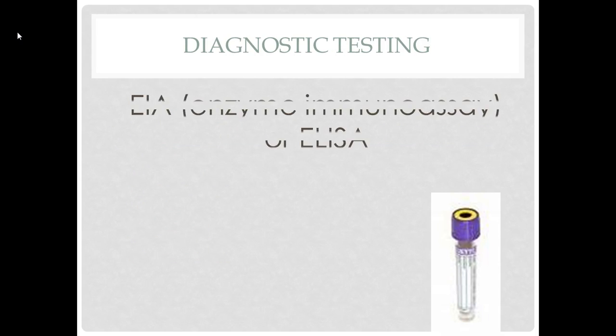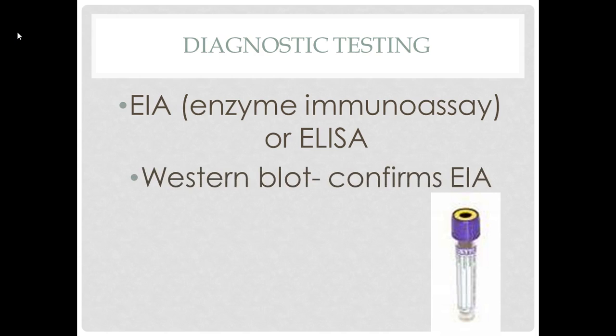So, diagnostic testing. One of the first things that we do is an EIA, which they often call an ELISA, and that tests for the presence of the HIV virus. We then also have a Western blot. The Western blot confirms the EIA or the ELISA. It detects antibodies to HIV. So if you have a patient that has a positive ELISA, they will then have to have a Western blot to confirm the EIA.